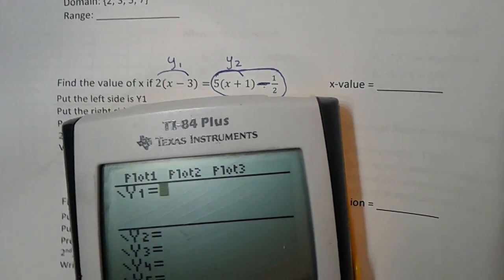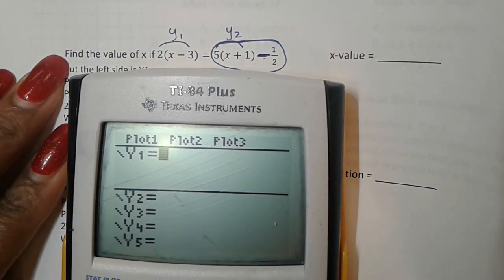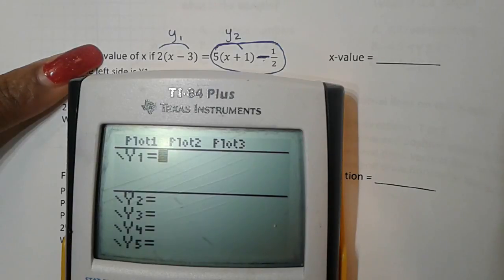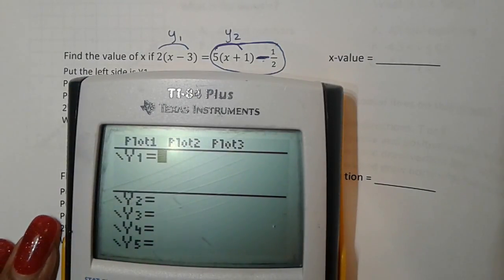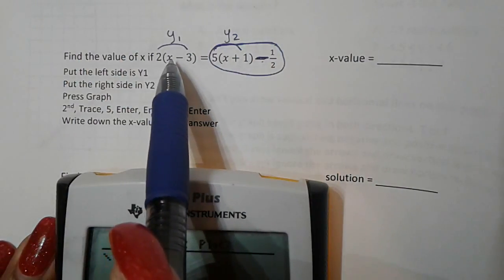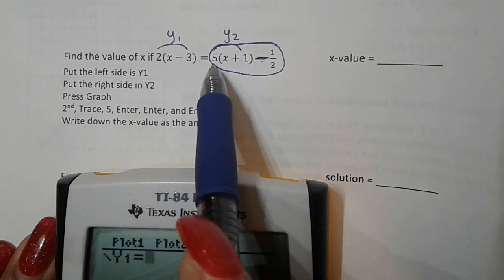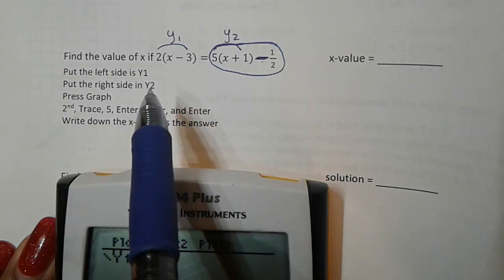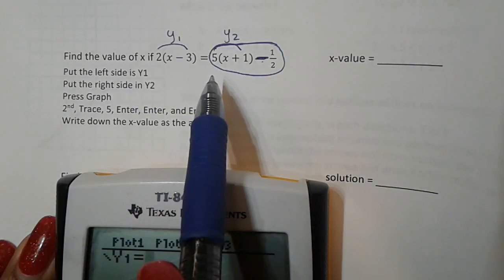No matter if you have a fraction or decimal, you can still solve for x. You can still find the solution. See, find the value of x. Find the solution to this problem. That means there is a number that goes here and here that will make both sides equal. I don't know what that is, so I got a problem. Let's solve it.